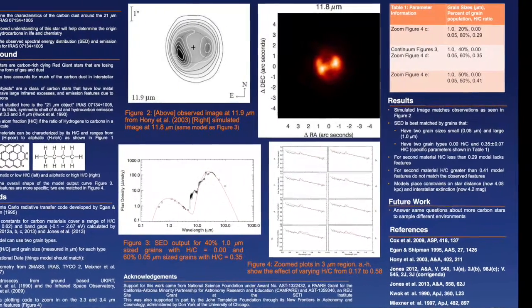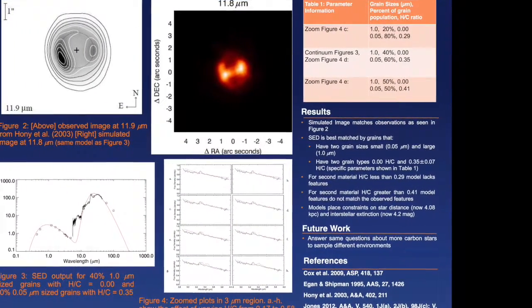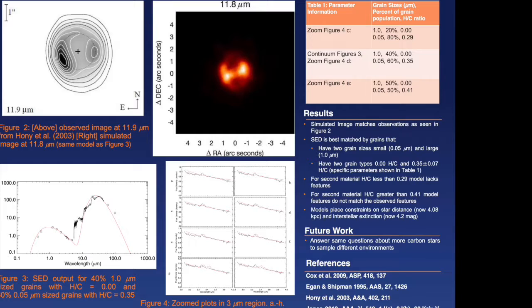Most interestingly, figure 4 shows some combinations of dust types and concentrations that I can match the emission features at 3.3 and 3.4 micrometers well. A through H in this figure correspond to an increasing hydrogen fraction for one of the dust types from 0.17 to 0.58. The details of these matches are specified in Table 1. Model parameters are on the right column, and the figure they relate to is listed on the left.